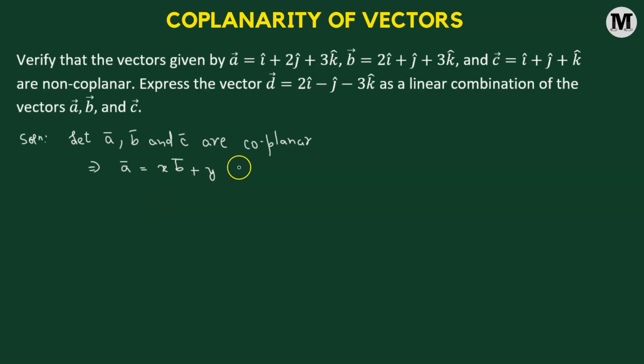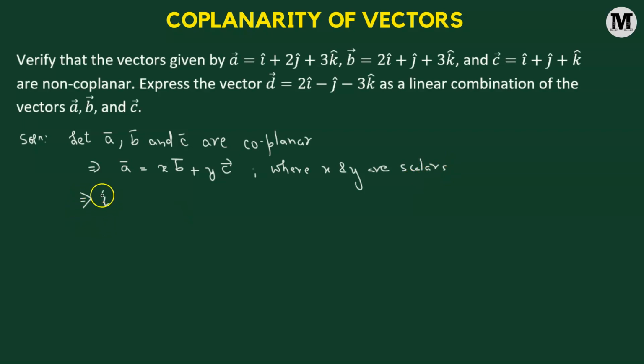That means we can write it as x times B vector plus y times C vector, and this is going to be our vector A. And here x and y are going to be some scalars. These are scalar values. Okay, now let's substitute the value of A.